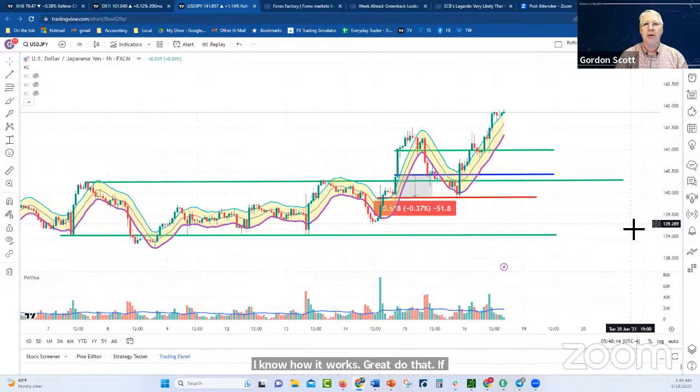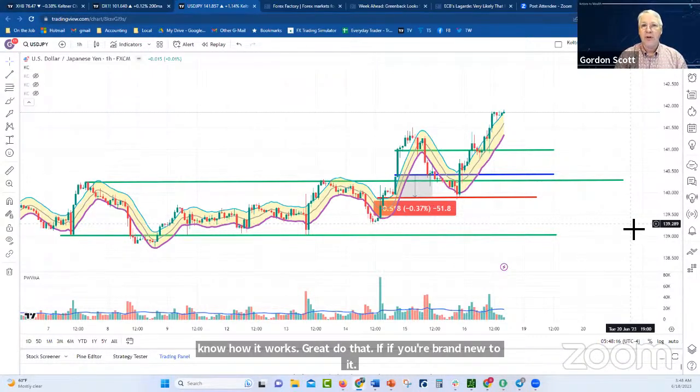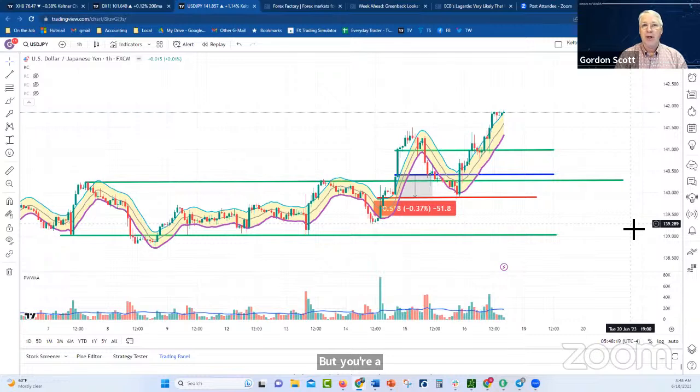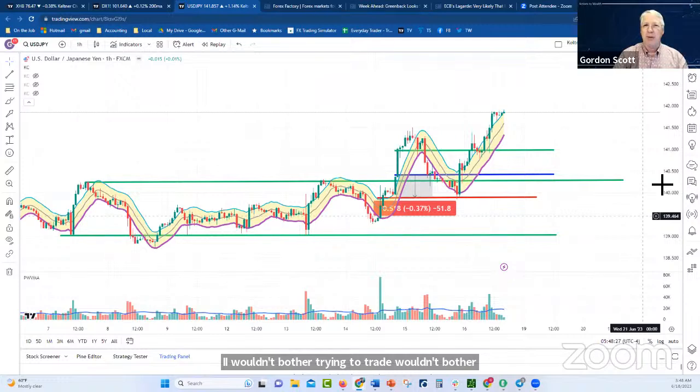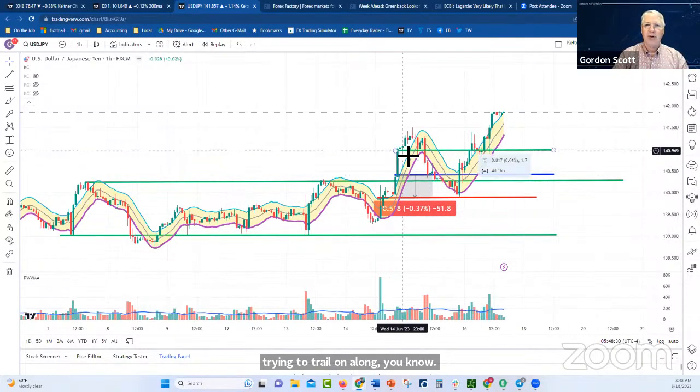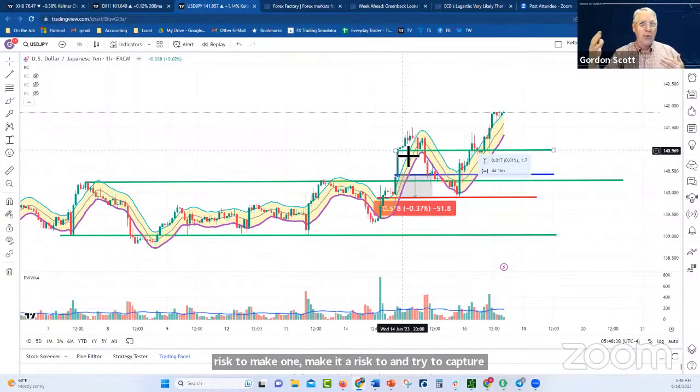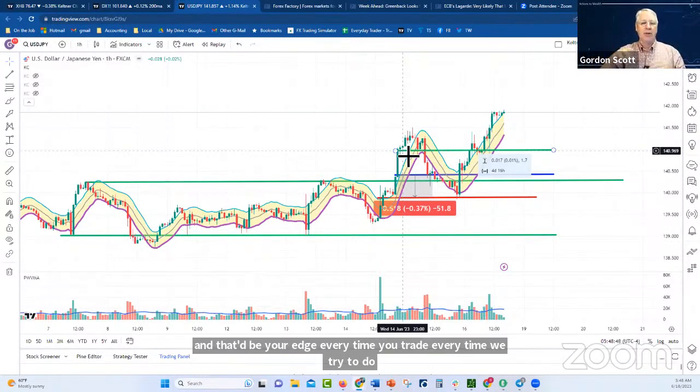If you're brand new to it, but you're a wolf trader, risk 2 to make 1, you like to win a lot, I wouldn't bother trying to trail it along. Maybe just not much, maybe about 10%. So instead of a risk 2 to make 1, make it a risk 2 and try to capture 1.1 or 1.2. Just something a little bit more, and let that be your edge. Every time you trade, every time you try to do it, just try to take just a little bit more for this coming week, right?